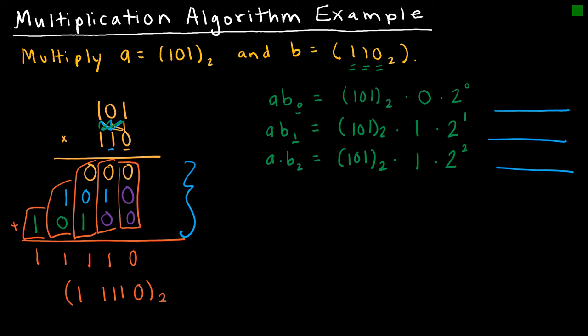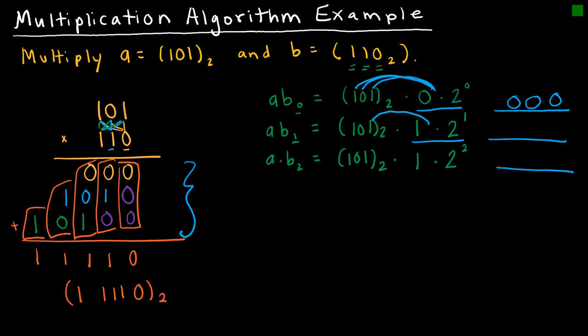So if I took 0 times 2 to the 0, that would be 0. So I'm going to take 0 times 1, which is 0, and 0 times 0, which is 0, and 0 times 1, which is 0. Then I'm going to, on the next one, take 1 times 2 to the first, which is 2.